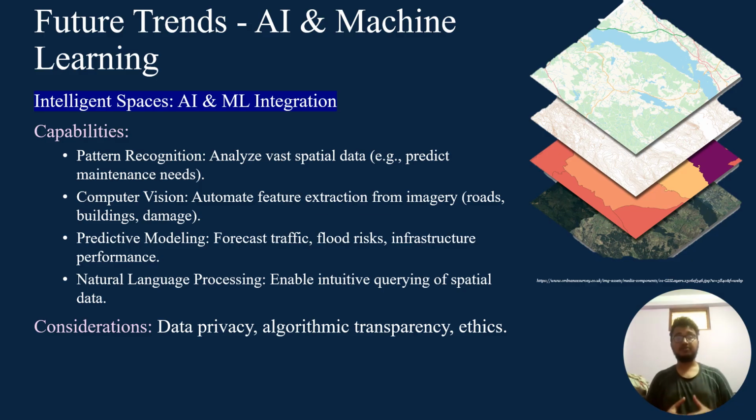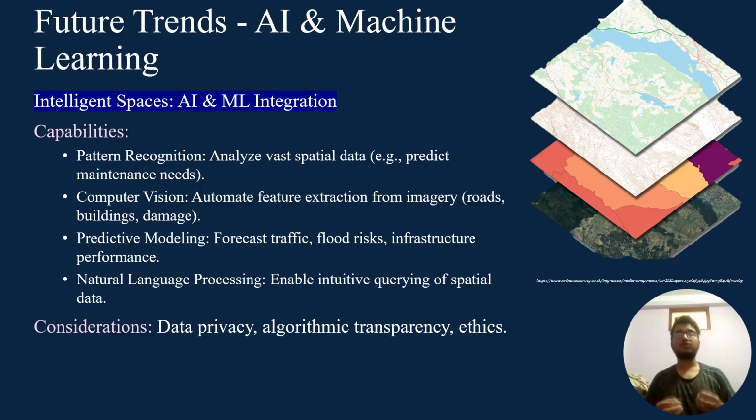Computer vision applications are transforming how we extract information from imagery. AI systems can now automatically identify and classify features in aerial or satellite imagery. This automated extraction dramatically accelerates the creation and updating of spatial databases used in engineering projects.